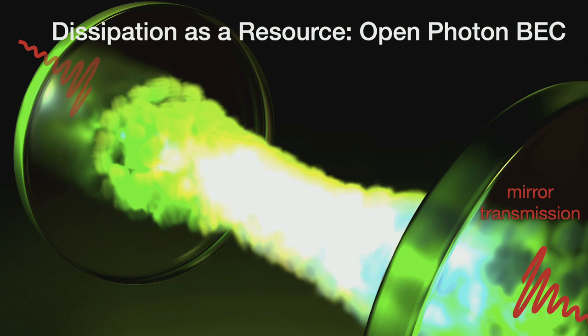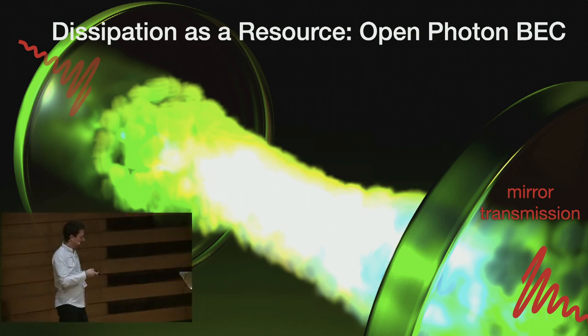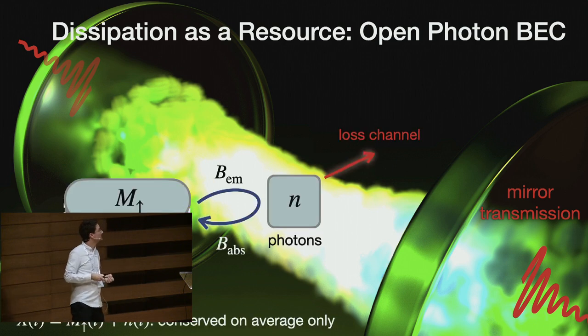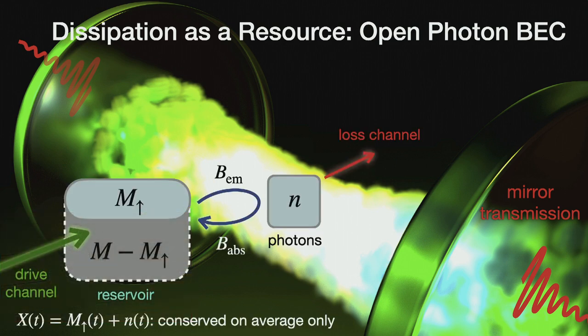So of course, it is not a perfect cavity. I was promising something that is not real. In reality, we always have some dissipation out of our system. Some photons will leak out, so there's a mirror transmission, and here you can see that the gas now actually is coupled to the environment, and this dissipation can be observed, and it can actually be a resource.